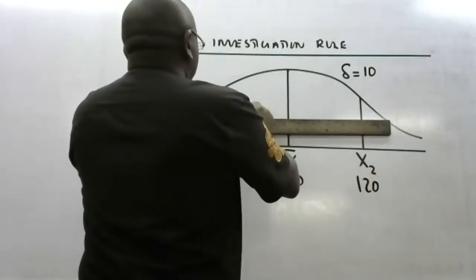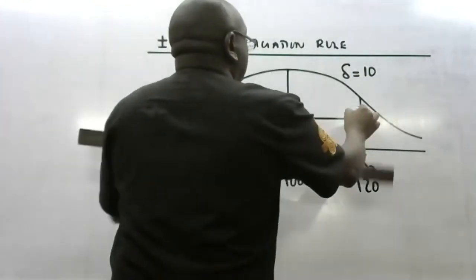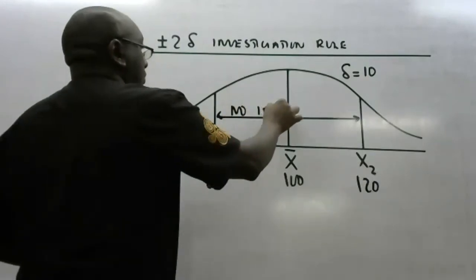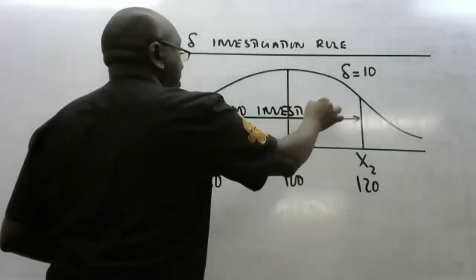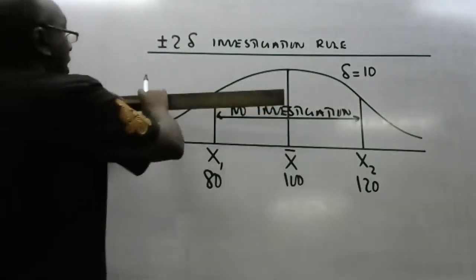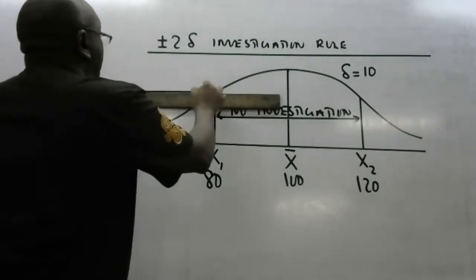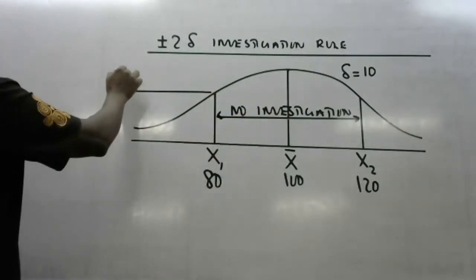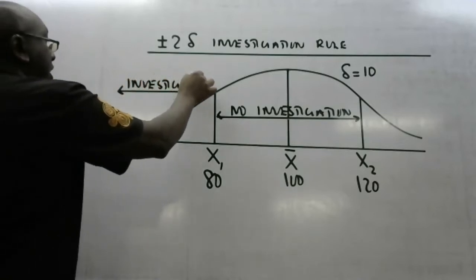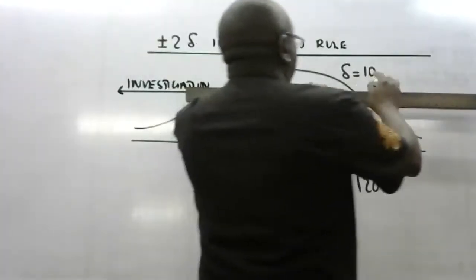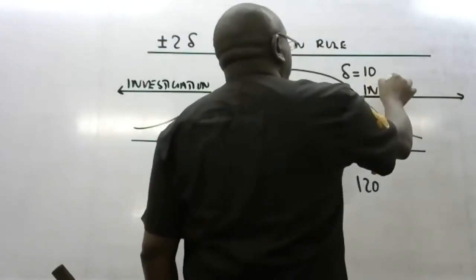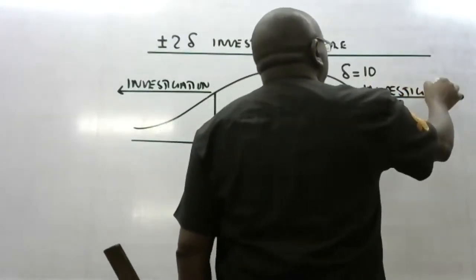Now here, you say if anyone is found within here, no investigation. And if anyone is found here, then there is investigation. And if you are found here, there is investigation. So that is the investigation rule.